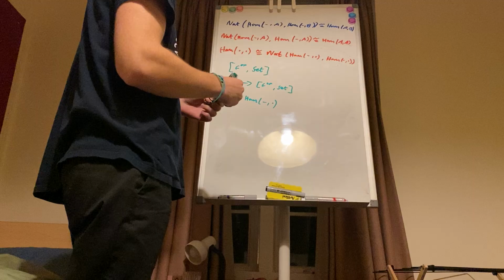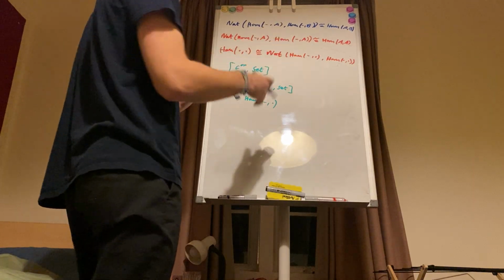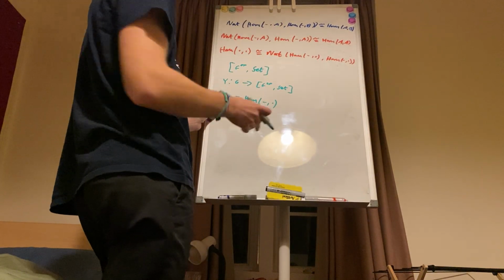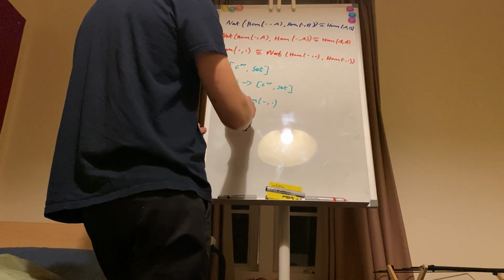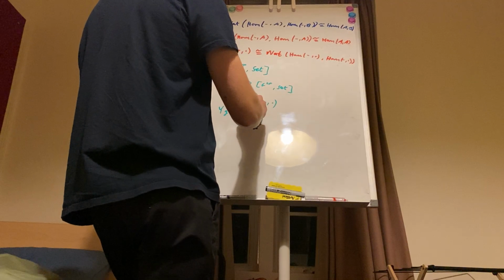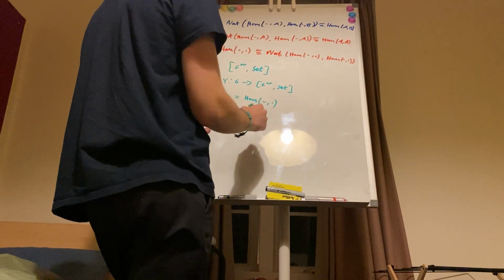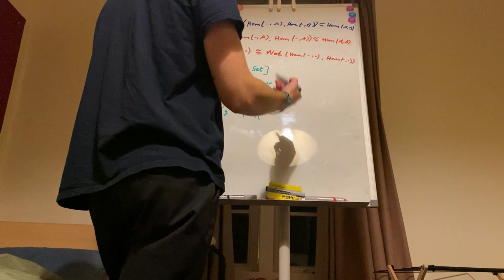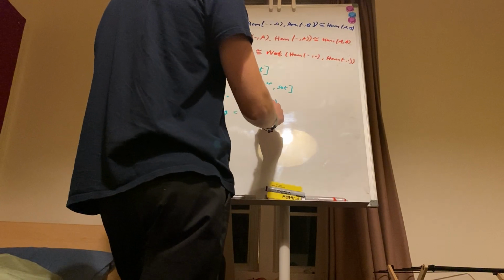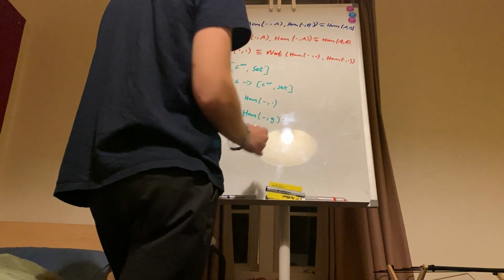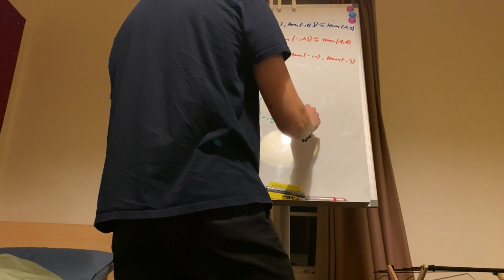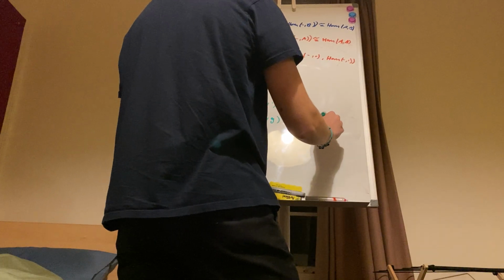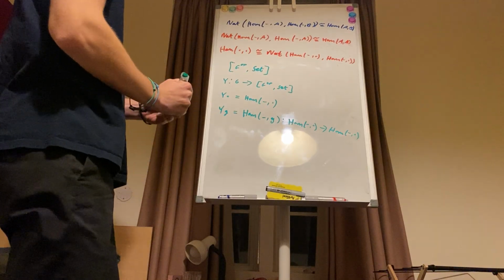And what does it do to morphisms, aka elements of G? Well, it will take G, Y of G, will be sent to the natural transformation between our two Hom sets, like so. And how does this act?